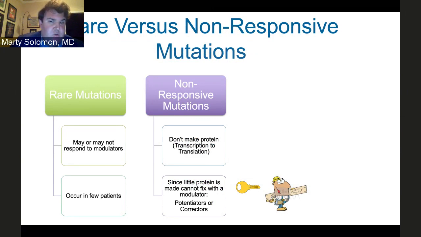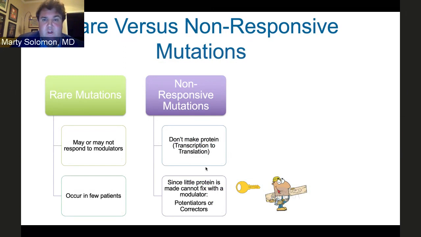So non-responsive mutations are mutations that don't make protein, like we discussed about some of the splice variants or some of those premature termination codon or X mutation variants. They don't make protein. So the defect is in the assembly process of making enough messenger RNA, or having an effective messenger RNA for the ribosome to assemble proteins by. And in this case, since little protein is being made, we can't fix that alone with a modulator, either a potentiator or a corrector. So something else will have to be done, and we're going to discuss that very briefly in the rest of this section.